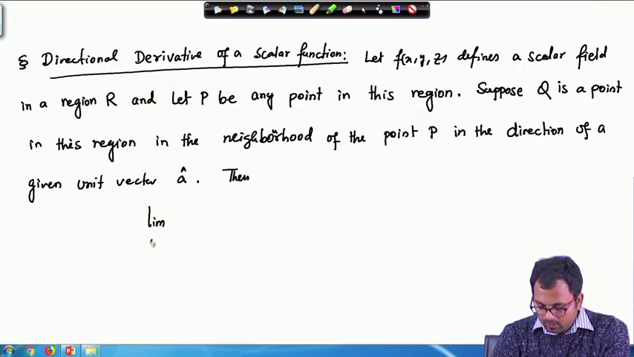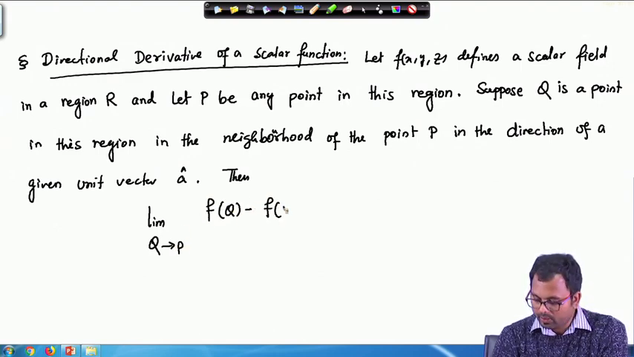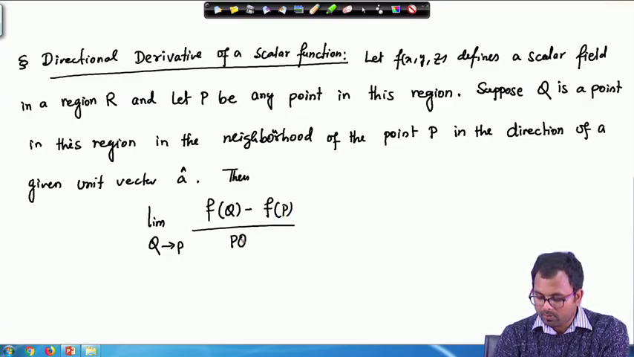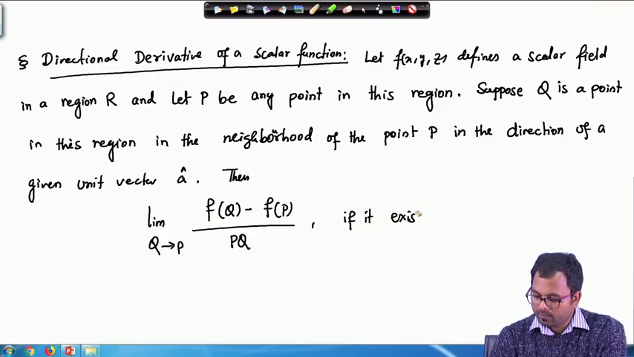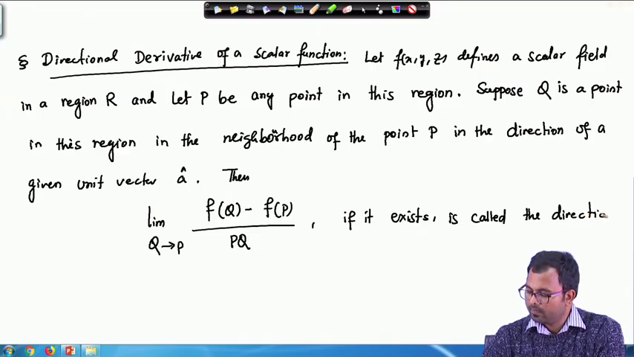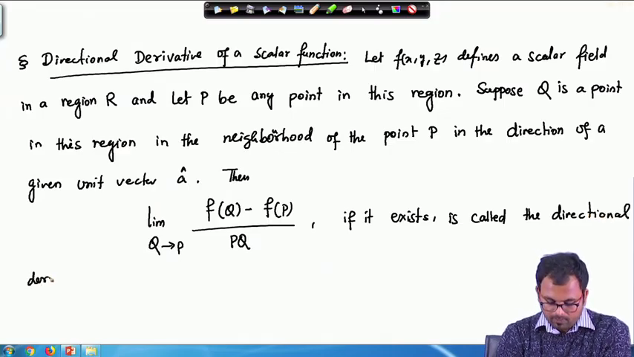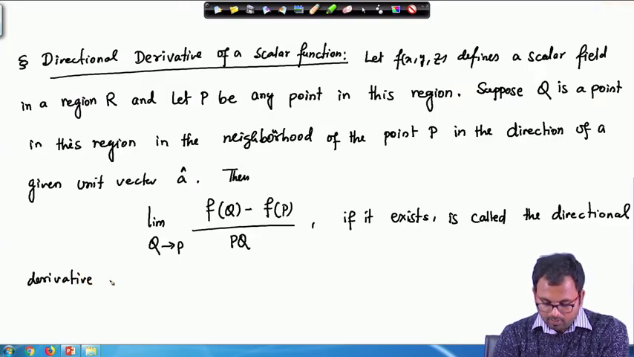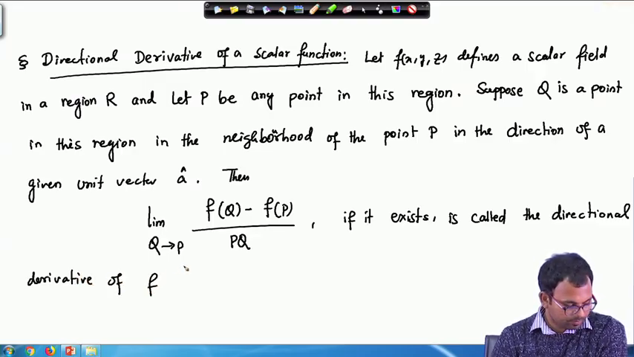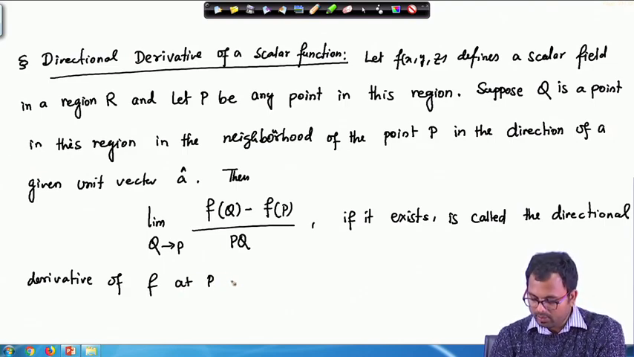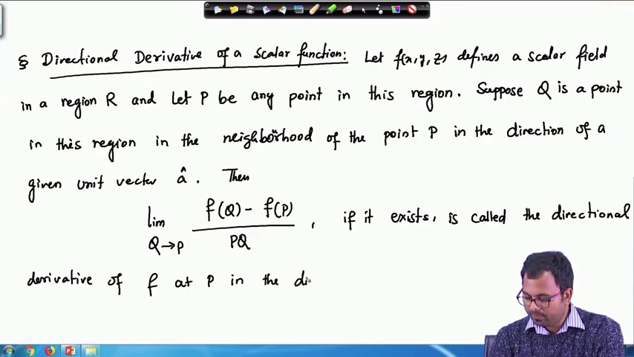Then the limit as Q tends to P of (f(Q) minus f(P)) divided by PQ, if it exists, is called the directional derivative of f at the point P in the direction of a cap.